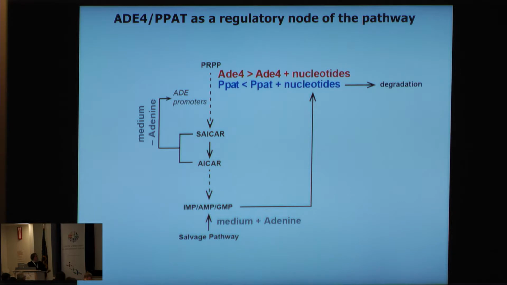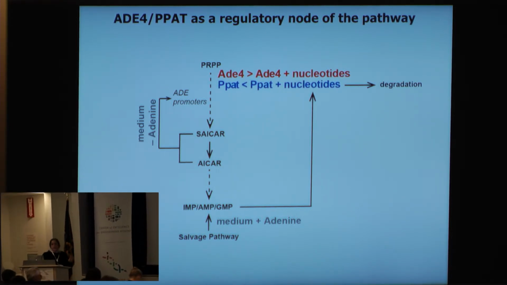And then it was also known that there is an allosteric inhibition of the protein by the products of the pathway, which are IMP, AMP, and GMP, that bind to PPAT or AD4 and actually inhibit its activity and inhibit the binding of PRPP. But what we found is that this binding actually caused the degradation of the protein.